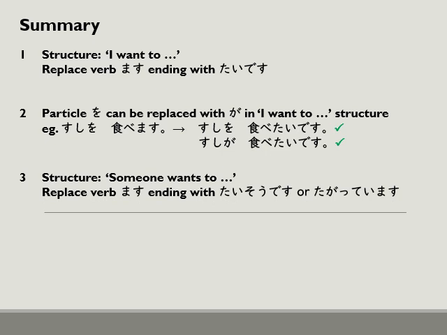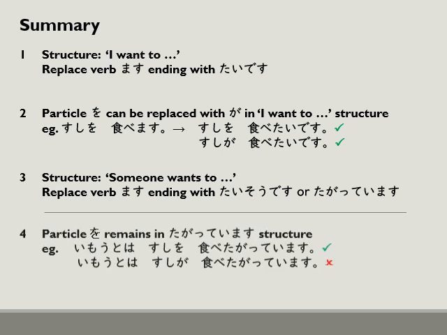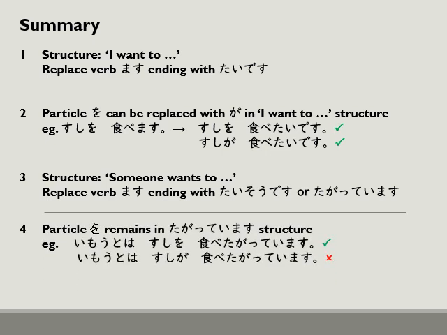Number 3. When you want to say someone wants to do something, replace the verb ます ending with either たいそうです or たがっています。And number 4, in the たがっています structure, particle を remains.